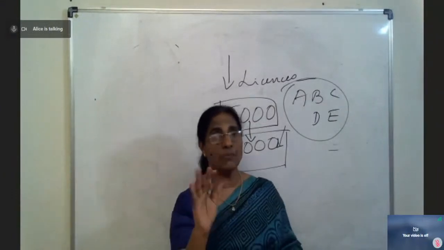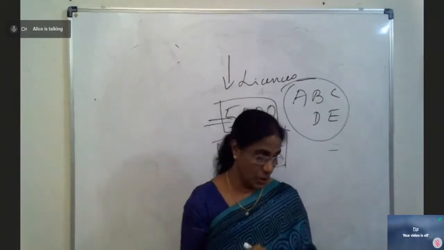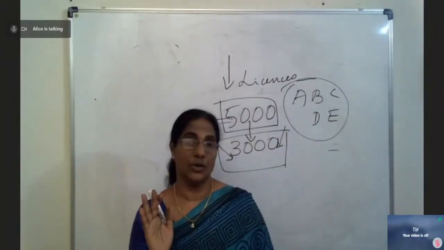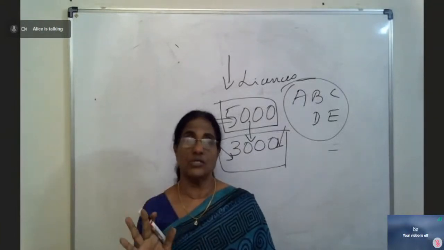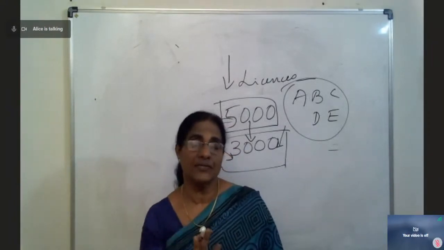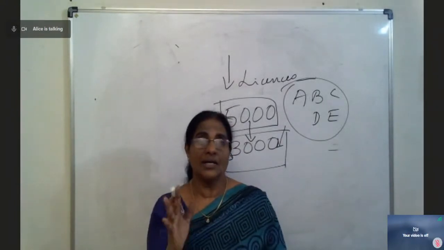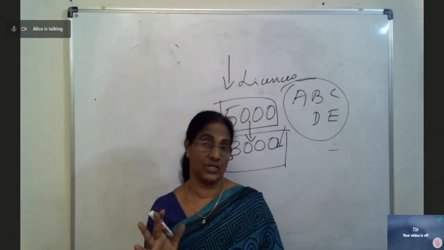But sometimes so many people want the cars, but the maximum that can be imported is 5,000. Then it is a binding quota. The market wants 10,000, but you can import only 5,000. It is a binding quota. And what is the difference between a tariff and a quota? A tariff is a tax. A quota is a quantitative restriction.